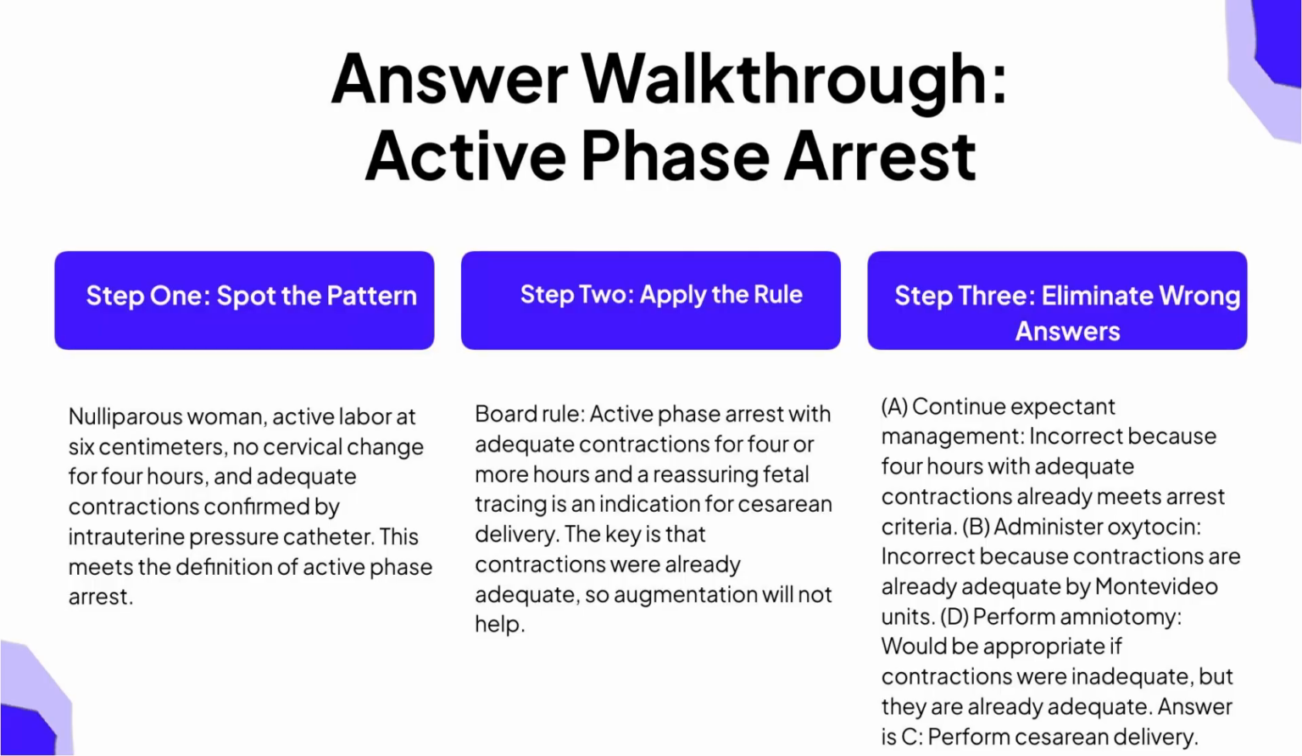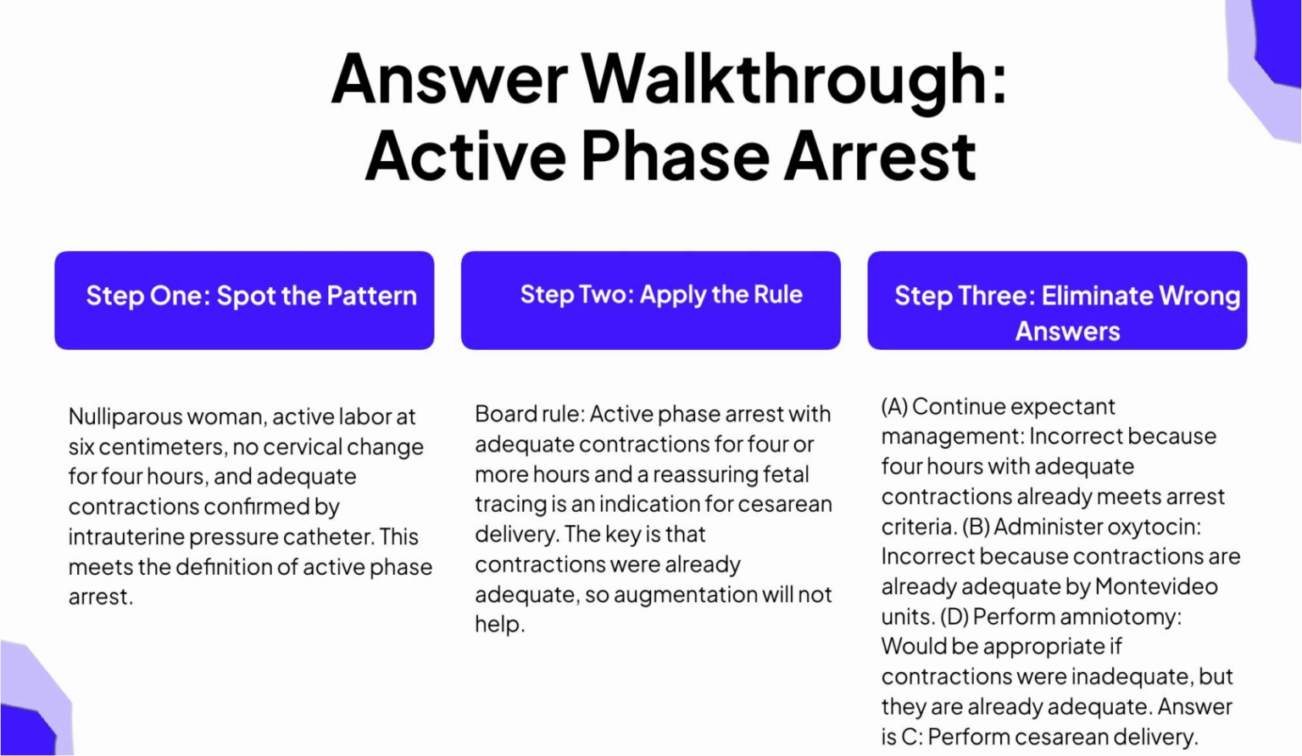Let us walk through this answer step by step. Step 1. Spot the pattern. We have a nulliparous woman in active labor at 6 centimeters with no cervical change for 4 hours, and the intrauterine pressure catheter confirms adequate contractions at greater than 200 Montevideo units. This is the classic active phase arrest pattern.